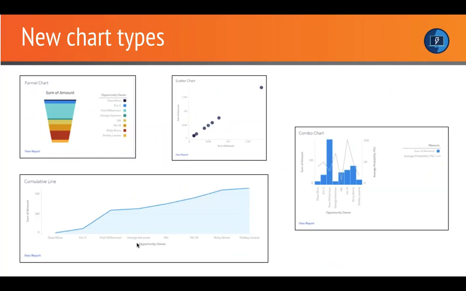There are some new chart types available in the Lightning experience. So top left, we've got funnel charts. Those are available in both reports and dashboards. And then going clockwise from there, we've got a scatter chart, a combo chart, which can plot multiple series, and cumulative line charts, which increase the total rather than plotting individual points. And those last three are only available in dashboards.